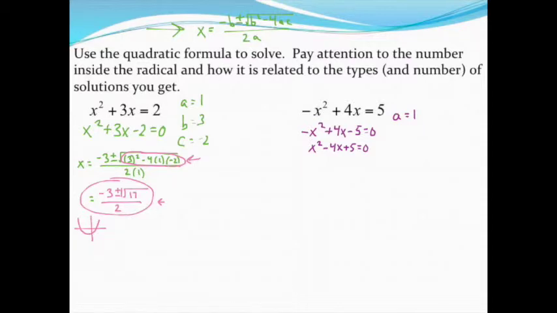They'll either be imaginary or they'll be irrational. So let's list out what a, b, and c are. So a is 1, b is -4, and c is +5.